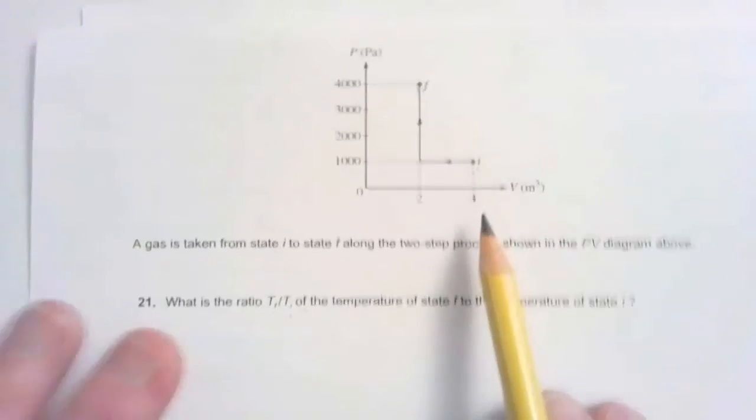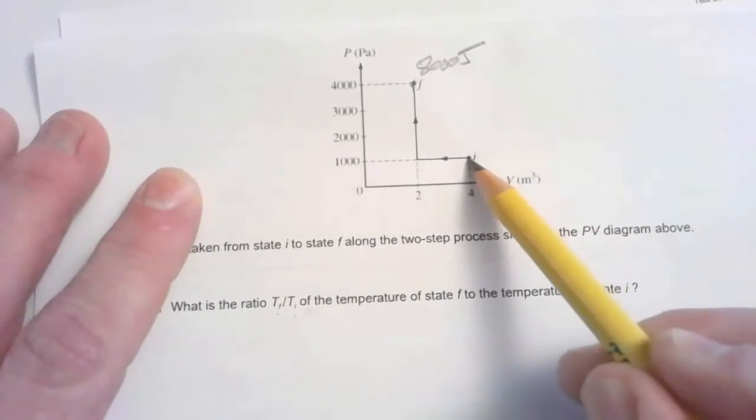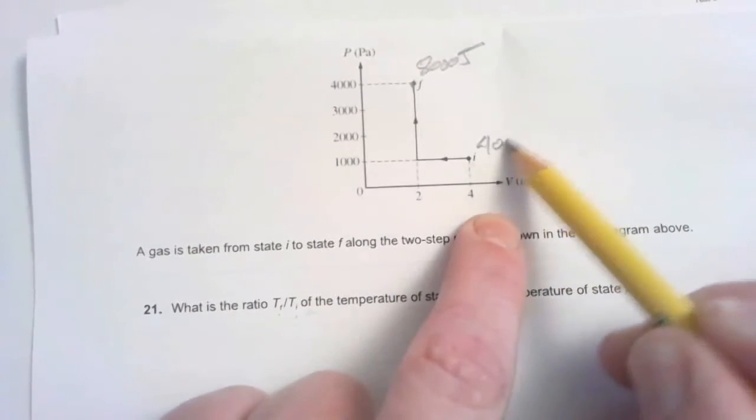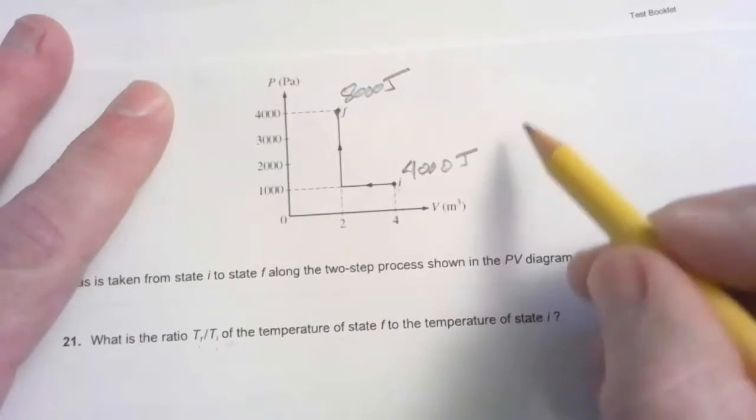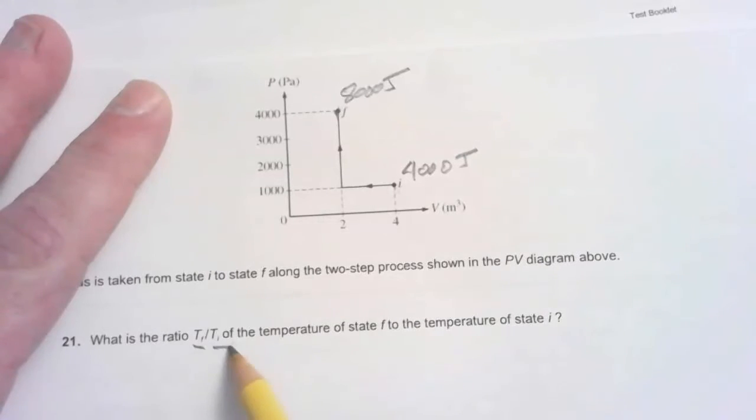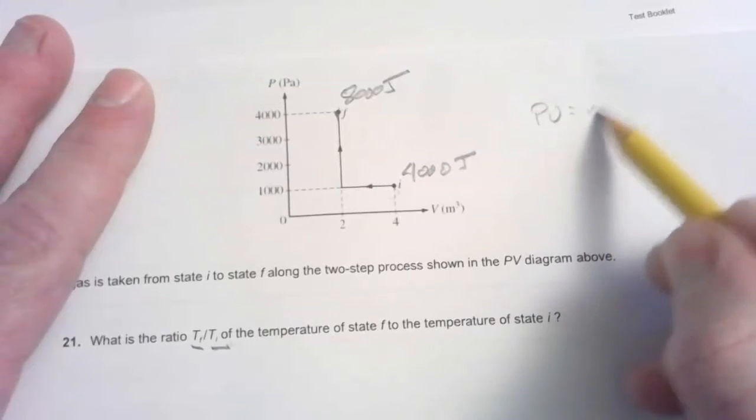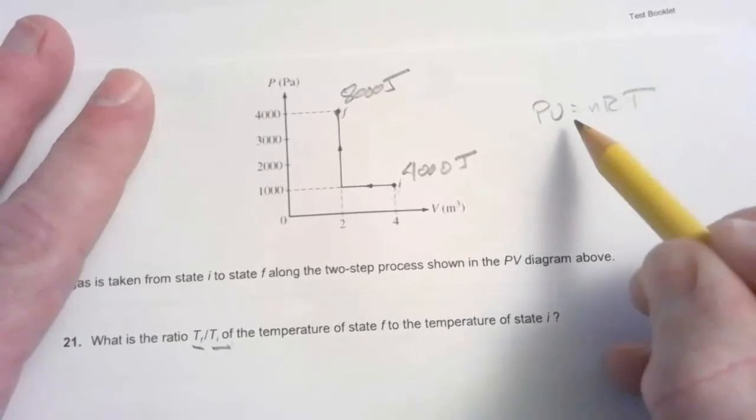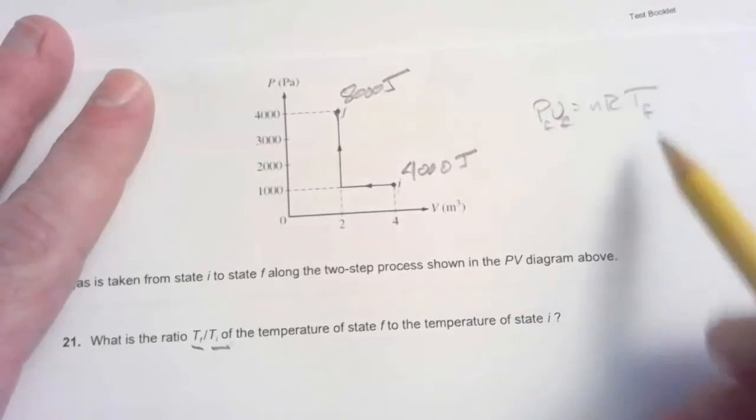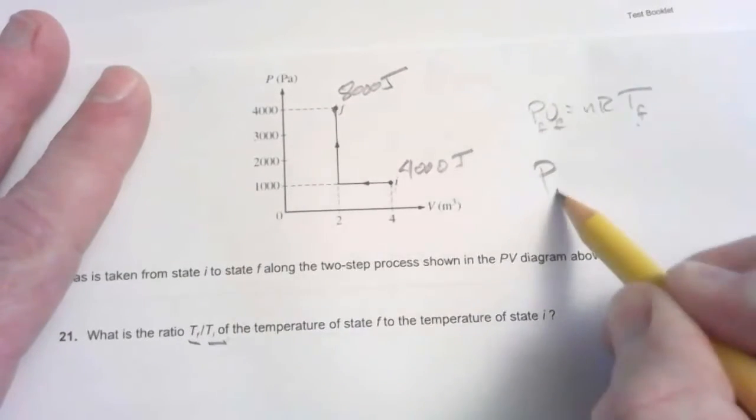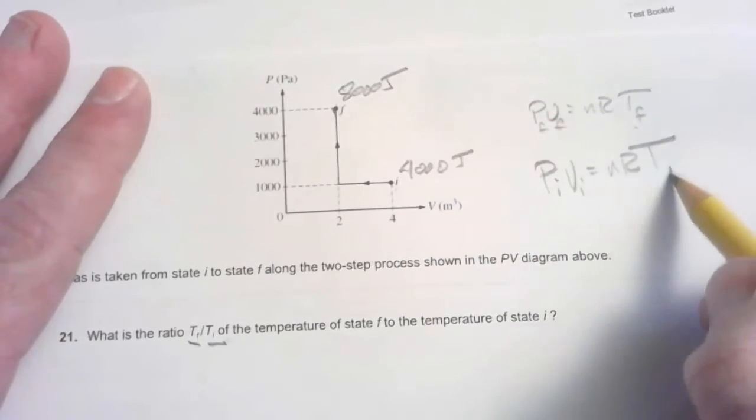Once again, let's find the internal energies here. The internal energy here is 8,000, and the internal energy here is 4,000. They want final to initial. So internal energy, which is PV, is also nRT. So P final times V final produces an internal energy which would be an indicator of the final temperature. P initial times V initial, which is 4,000, is nRT initial.